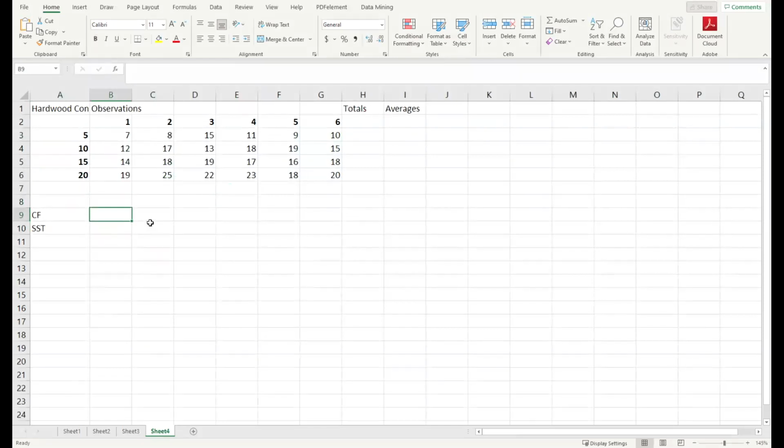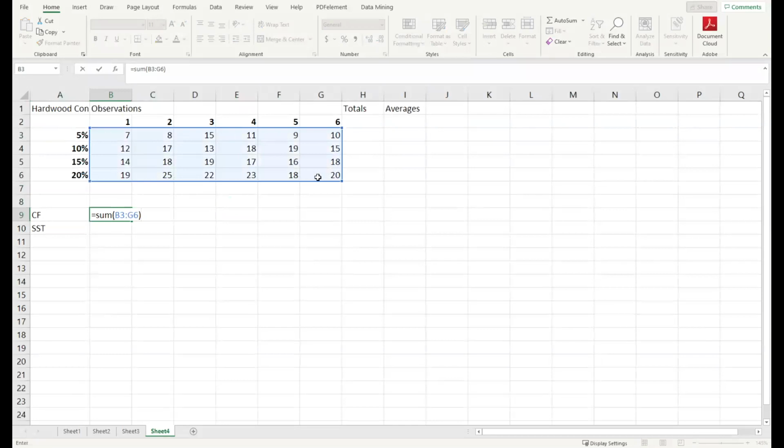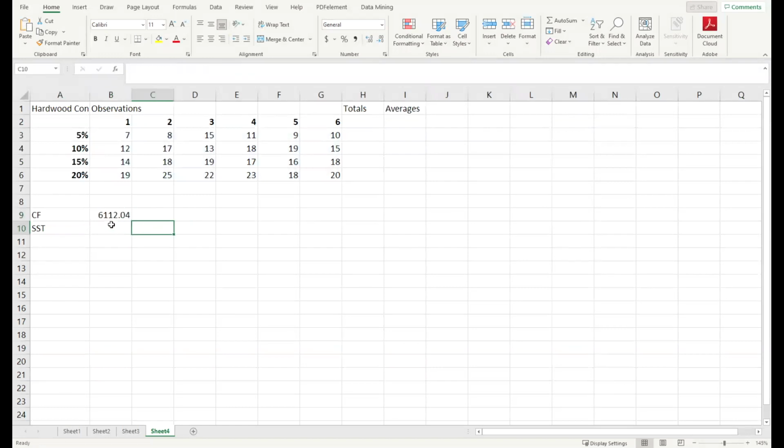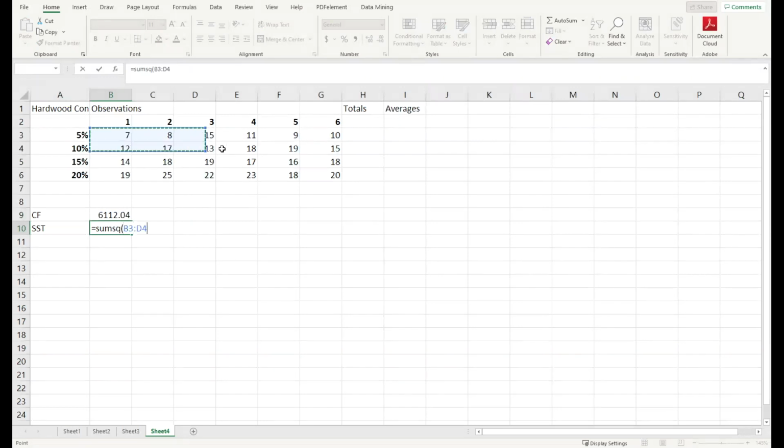Okay? So we type equals. Correction factor is the sum grand total raised to the power of 2 divided by the total number of observations. If you're lazy to count like me, you can just use count. Sorry, I didn't press it. Raised to the power of 2 divided by count B3 to G6. Okay? So I should get a correction factor equal to this value. Now to get SST, we take the sum of squares of the individual observations, which is this one.